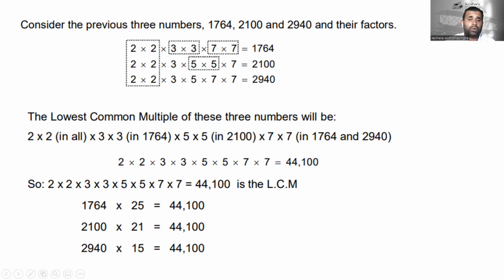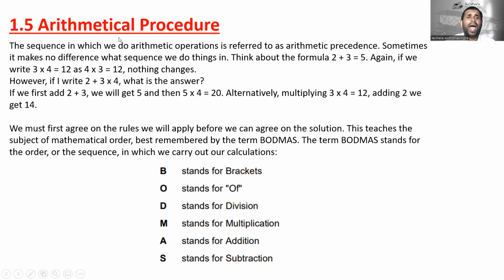Right, so you can go through this picture. Now arithmetical procedures. The sequence in which we do arithmetical operations is referred to as arithmetical precedence. Sometimes it makes no difference what sequence we do things in. Think about the formula 2 plus 3 equals 5. Again, 3 into 4 equals 12, and 4 into 3 equals 12, nothing changes, right? However, if I write 2 plus 3 into 4, what is the answer?